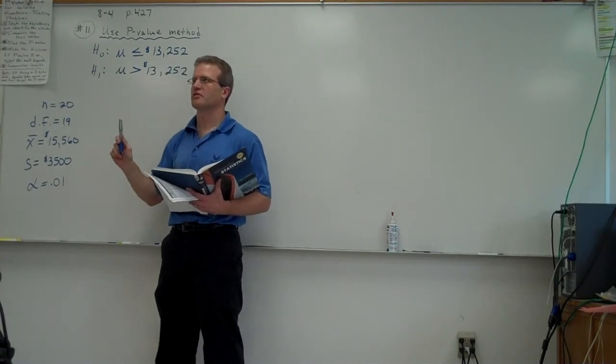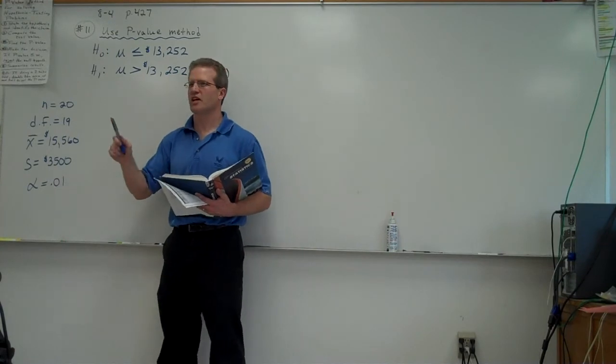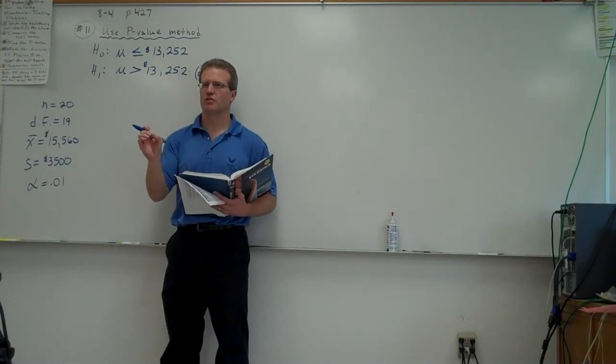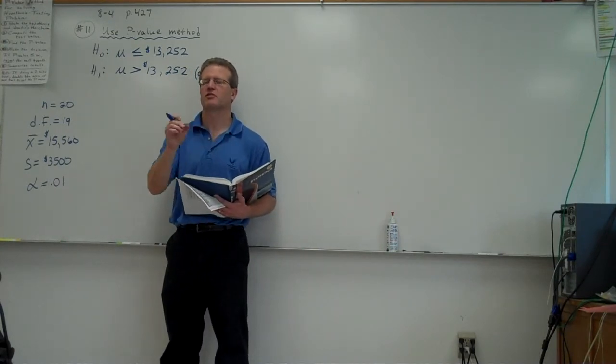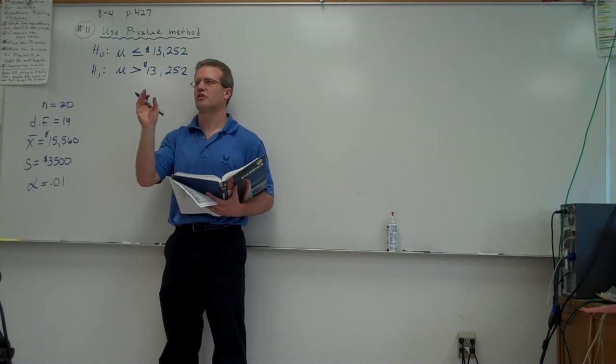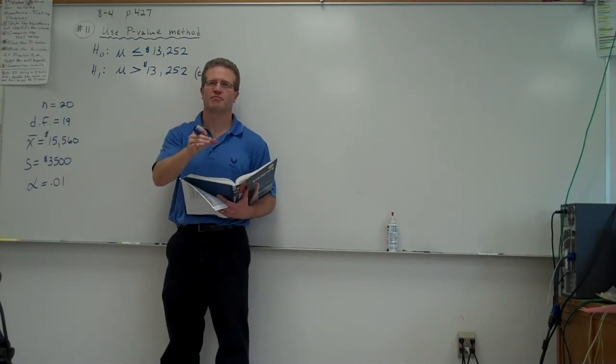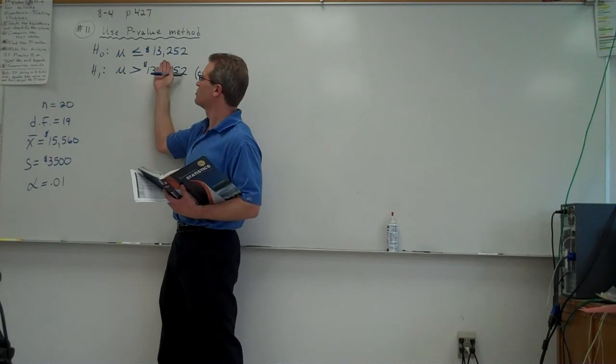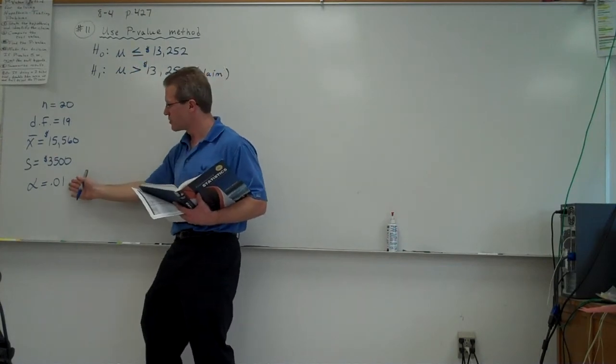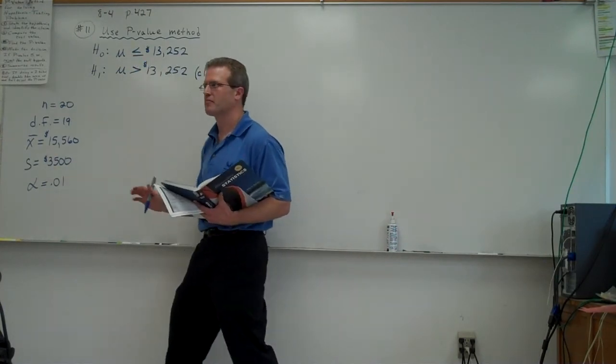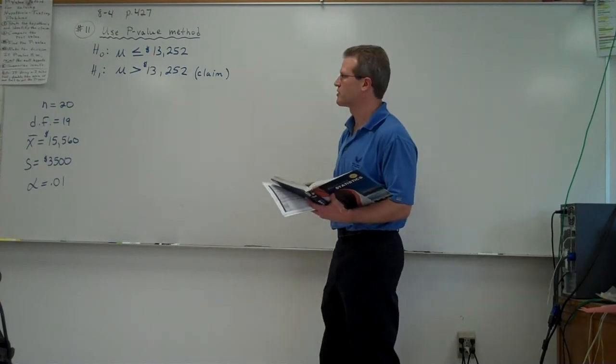There's only a 1% chance that if the null is true, we will reject it. That would be an error, right? If this is true and we reject it, that's an error. There's only 1% chance it's going to happen. Okay? So we're pretty sure about our results here.